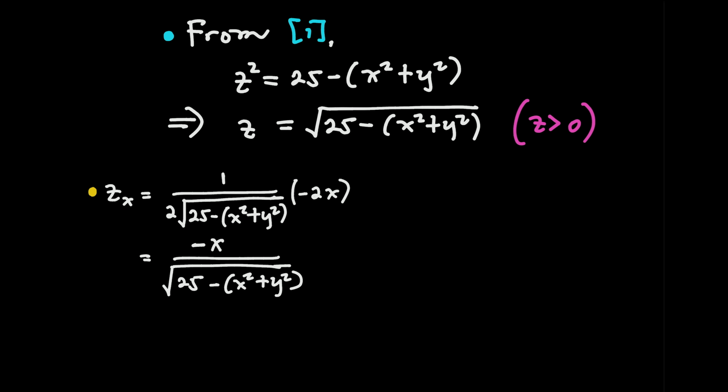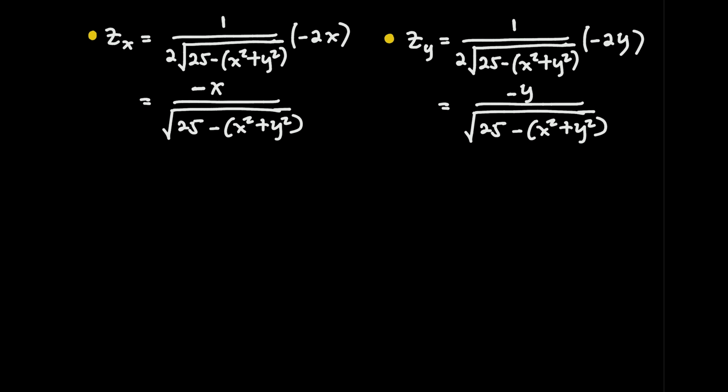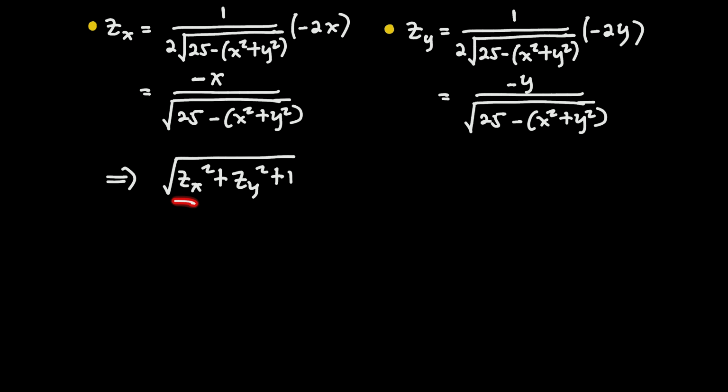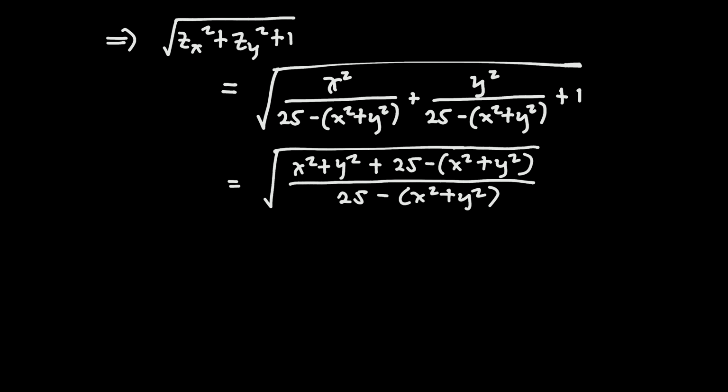We can do the same for z sub y, and the result is this one. Only this y value is the difference. We can now simplify the integrand, the square root of z_x squared plus z_y squared plus 1. Hence, we can substitute these values and this gives us this one. Simplifying this one by taking the LCD gives us this term.